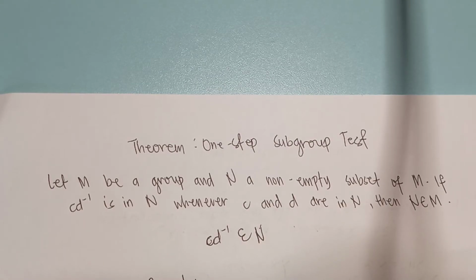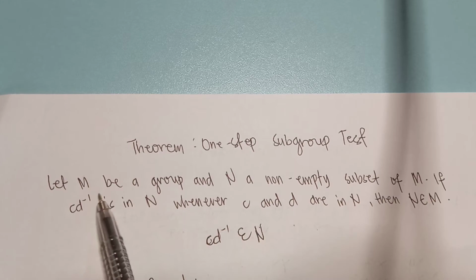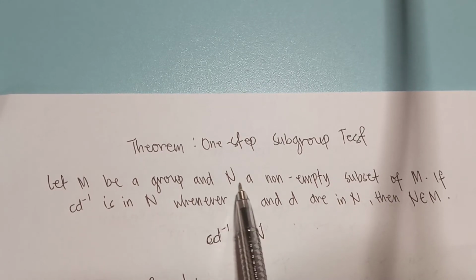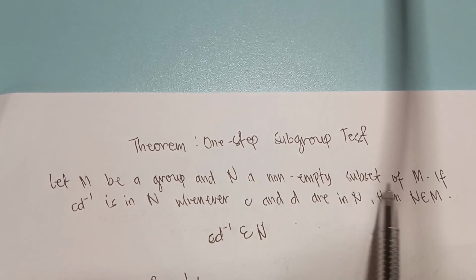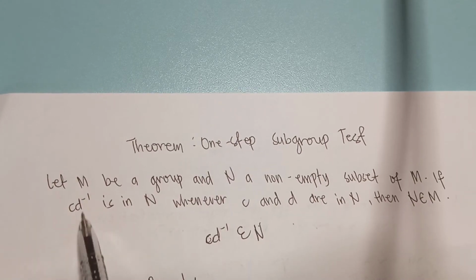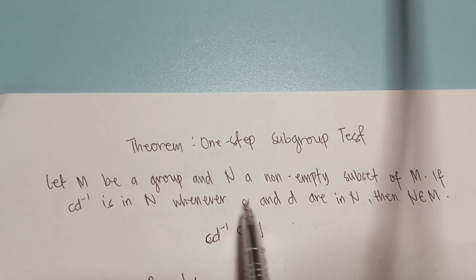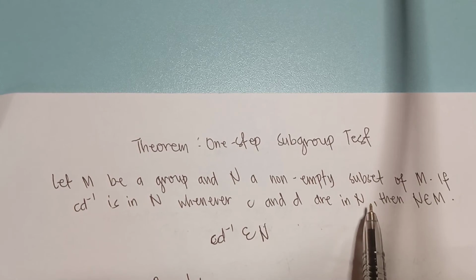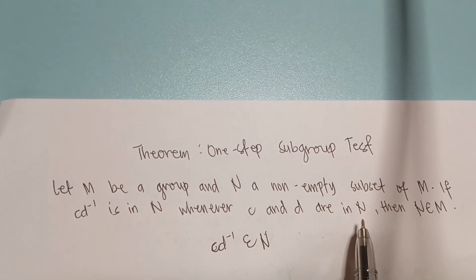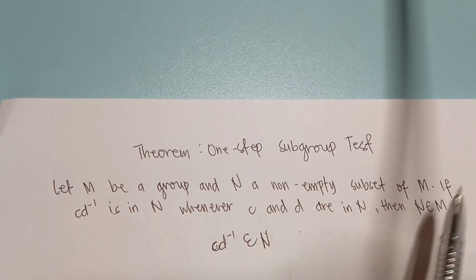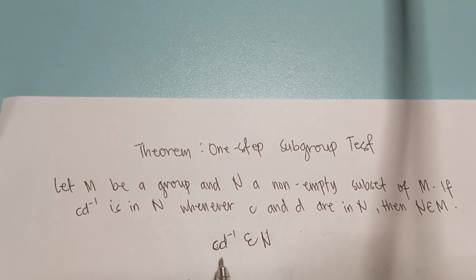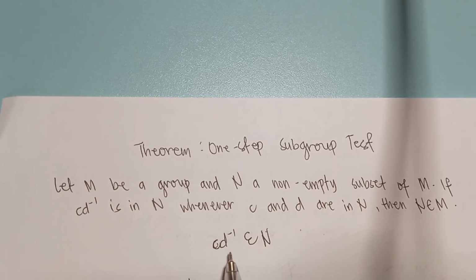And next, I'm going to prove the theorem of the one-step subgroup test. Let M be a group and N a non-empty subset of M. If CD inverse is in N whenever C and D are in N, then N is a subgroup of M. We need to show that CD inverse is an element of N.